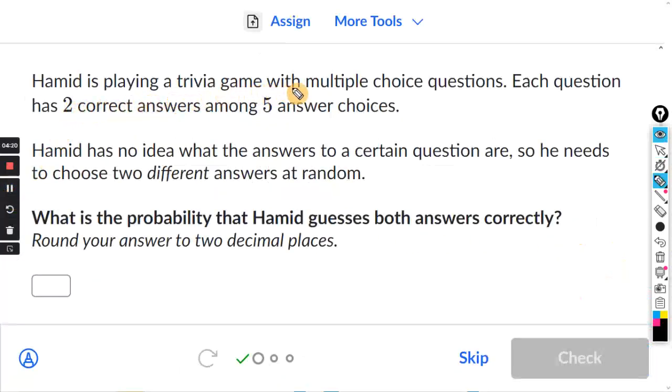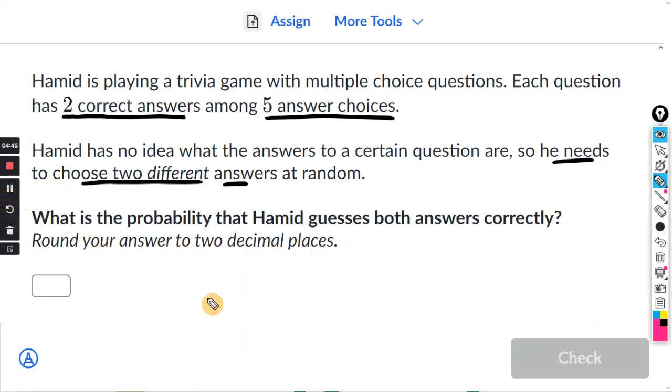Hamid is playing a trivia game with multiple choice questions. Each question has 2 correct answers among 5 answer choices. Hamid has no idea what the answers to a certain question are, so he needs to choose 2 different answers at random. What's the probability that Hamid guesses both answers correctly? All right, so let's set up the 2 fractions that we're going to be multiplying. And why am I doing that? Because he has to guess 2 different answers.